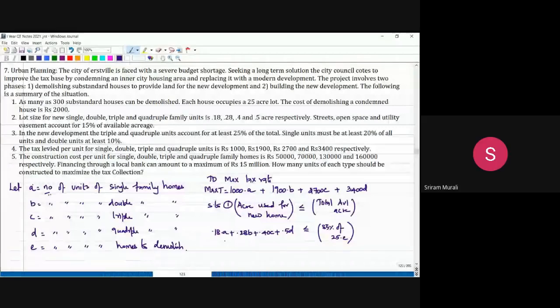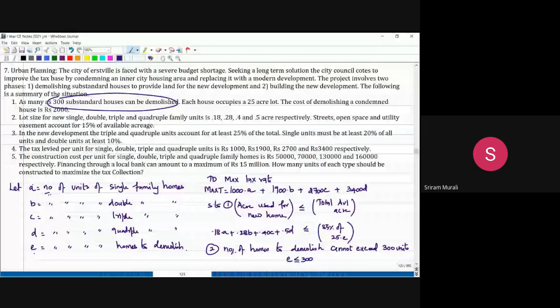Next, I do not know how many units of houses I'm going to demolish. So the number of homes to demolish cannot exceed 300 substandard houses, I mean 300 units. So already we have decided a maximum of 300 houses can be demolished. We don't know how many units to demolish. That is E. This is the second constraint.